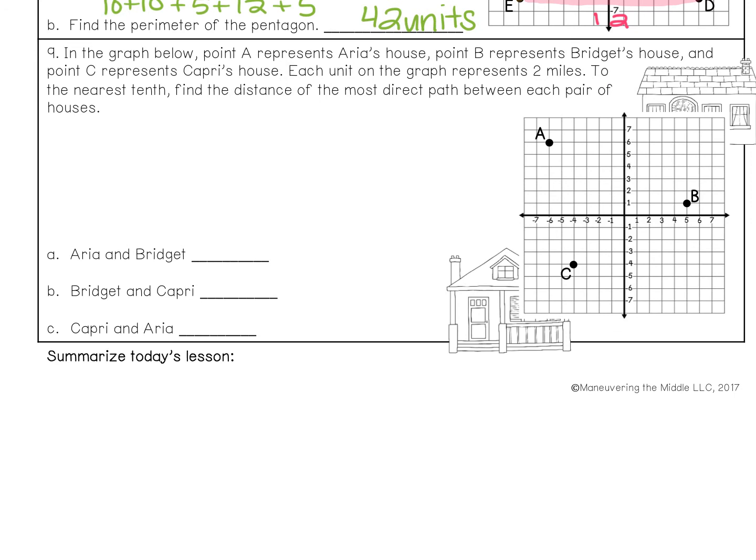Now let's look at this next problem. In the graph below, point A represents Aria's house, point B represents Bridget's house, and point C represents Capri's house. Each unit on the graph represents 2 miles. To the nearest tenth, find the distance of the most direct path between each pair of houses. So let's start with Aria and Bridget. So A to B.